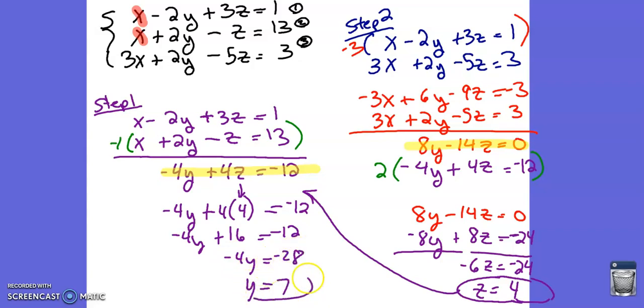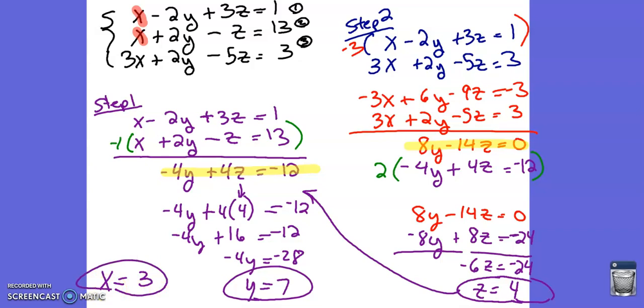So now I know 2 of the variables, and then you just substitute that back into one of the original equations. It does not make a difference. To find the x value, you're going to end up getting x equals 3. So now I solved for all 3 variables, x, y, and z.